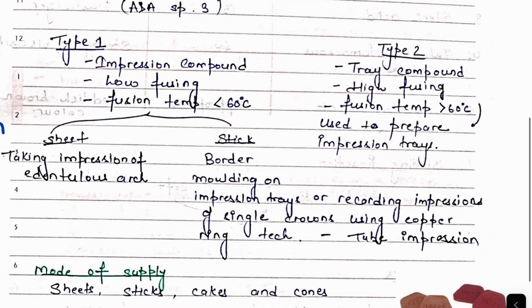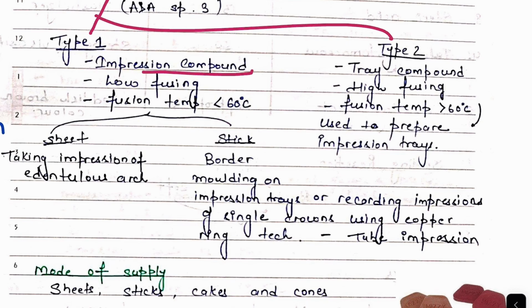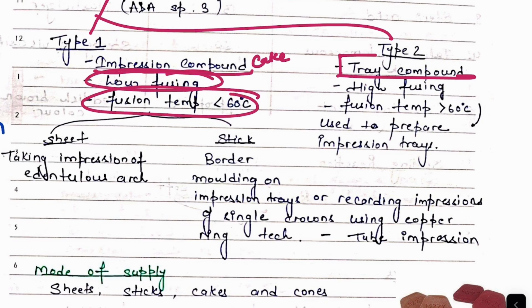Now coming to its classification. We have two categories: type A and type 2. Type A is like the cake compound, and type 2 is the tray compound. Type A is low fusing, so it has a lower fusion temperature, and type 2 is higher fusing; it has a higher fusion temperature.